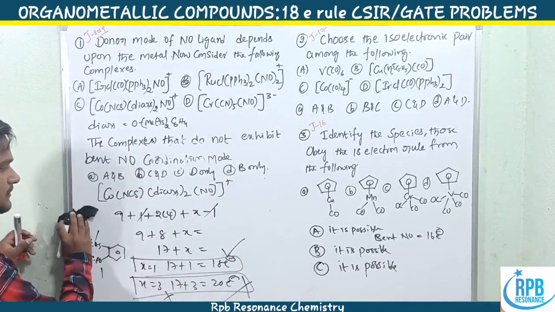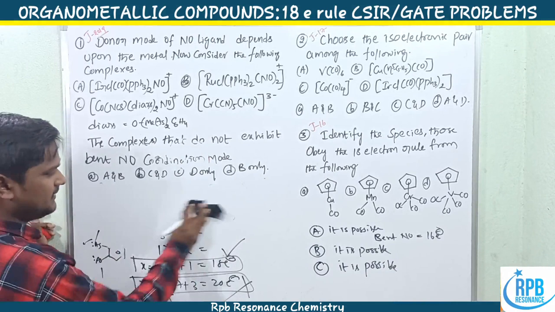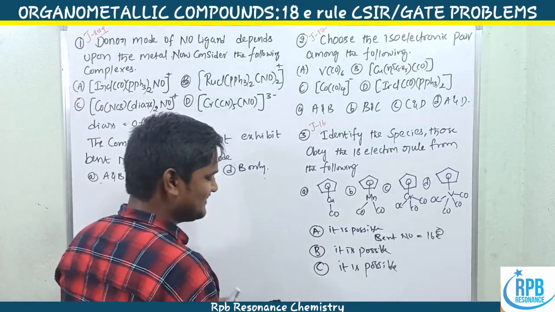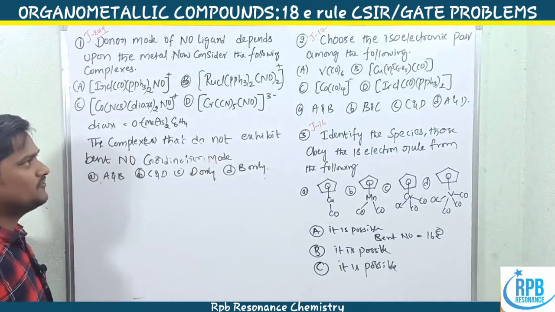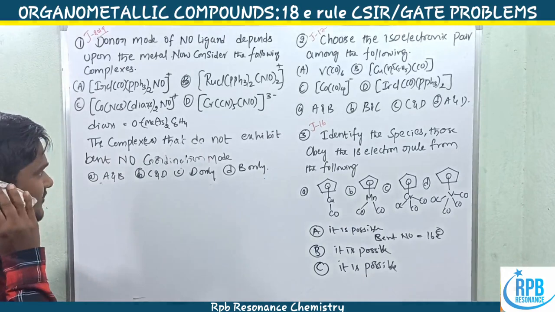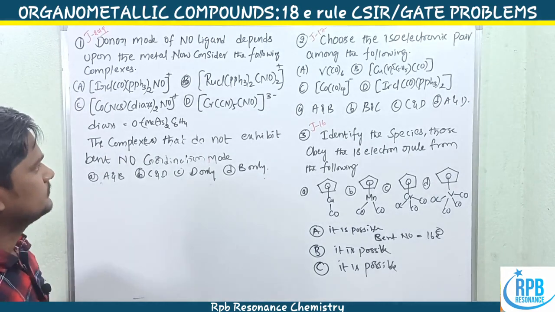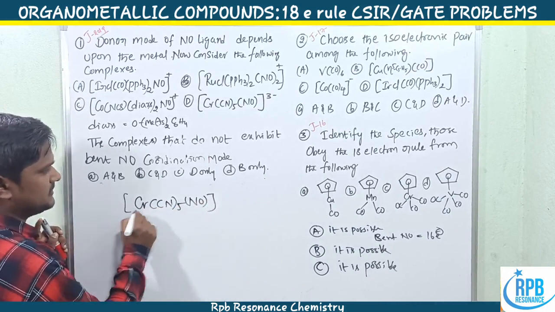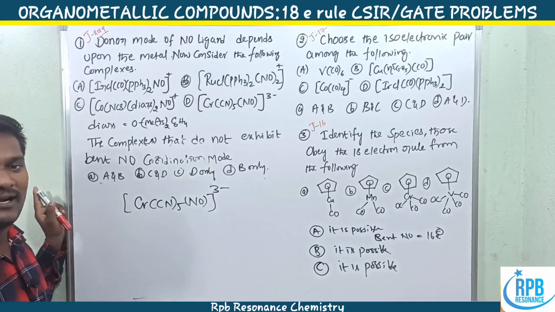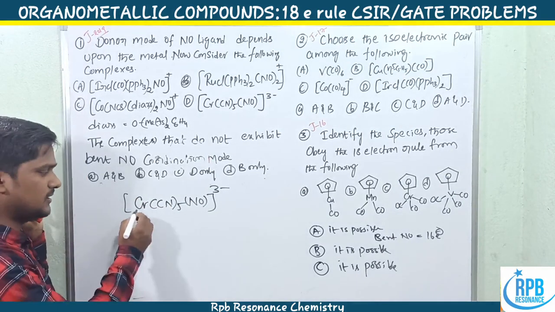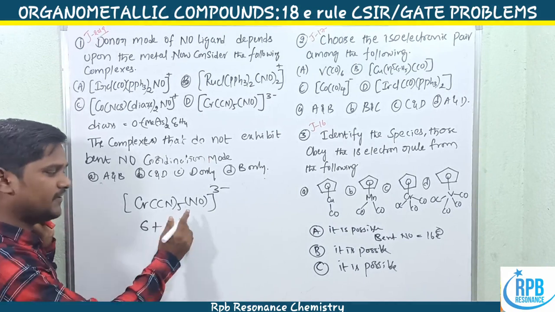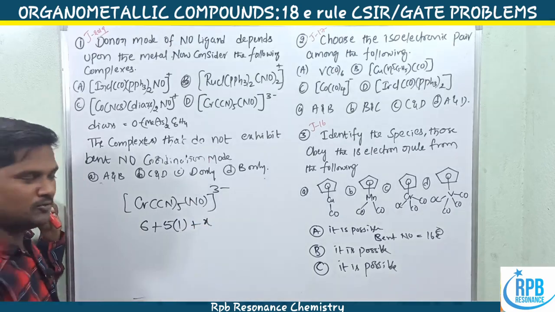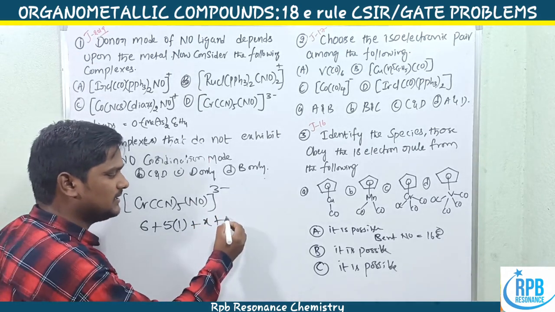Now let's look at the final one. These are pretty easy problems when you solve them with the concept. So the fourth one is chromium, CN5, NO, nitrosyl. So here it is 3 minus. If a minus charge is there, it is added to the total electrons. If a positive charge is there, it is subtracted from the total electrons. So chromium is a 6 electron donor. 5 CNs are there, 5 into 1, 5 electrons. Plus a nitrosyl ligand, we don't know yet. Now 3 electrons for the charge.